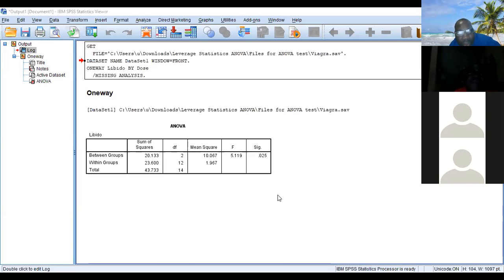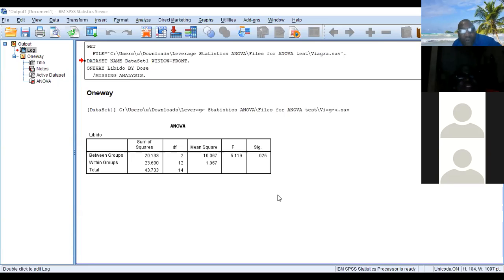3 groups minus 1 is 2. The degree of freedom for within, we say is 12, because each of the groups is 5 minus 1, 5 minus 1, 5 minus 1, making 4 times 3, 12. And when you look at it, the total degree of freedom is 14. If you add all of them, 15 minus 1 is 14.